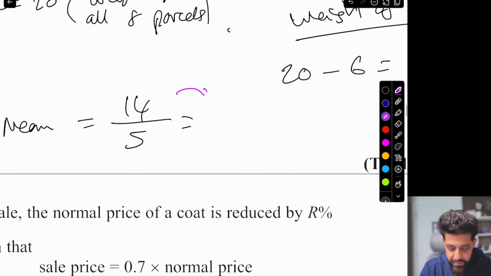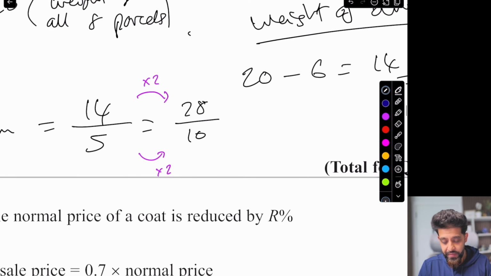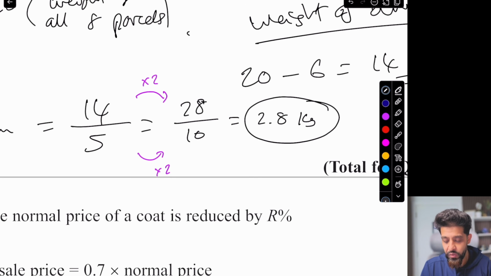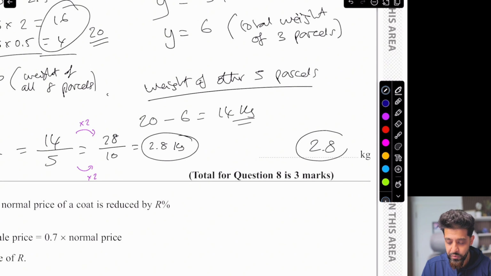I'm going to go with multiplying. I'm going to multiply by 2 to get my 10, so it's going to be 10, and 14 is going to be 28. And that is basically 2.8 kilograms. So the mean weight of the other 5 parcels is 2.8 kilograms.